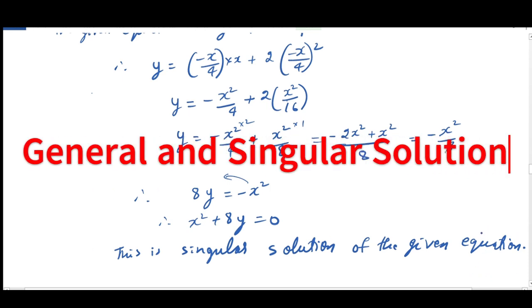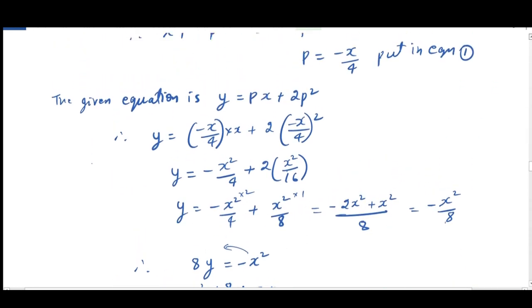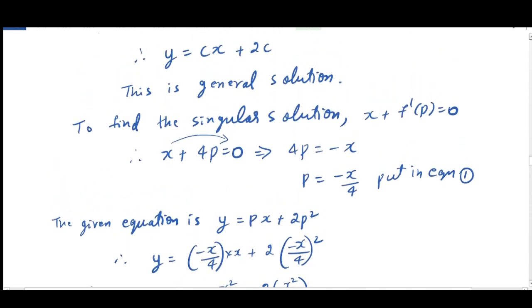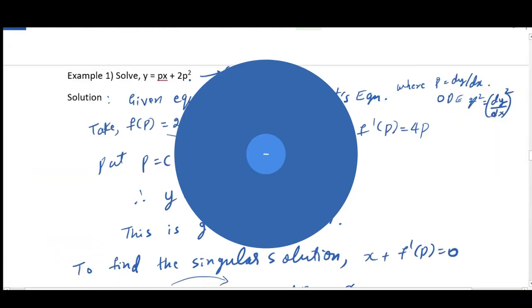One is general solution and one is singular solution. So we'll just repeat this once again. We'll start with the beginning once again. Yes, friends, quickly you have to repeat this. Everyone look on the screen. A very simple question they will ask in the exam, students. They will ask you only to solve y is equal to px plus 2p square.